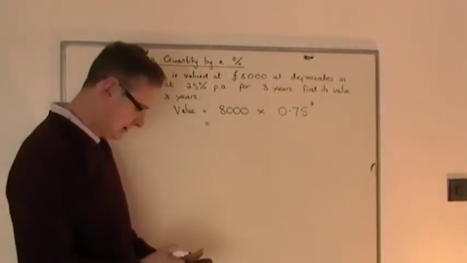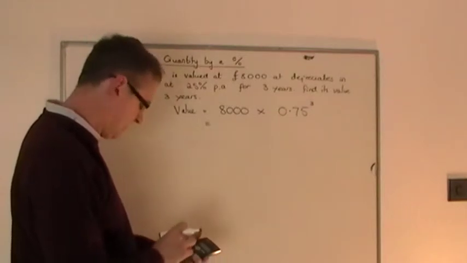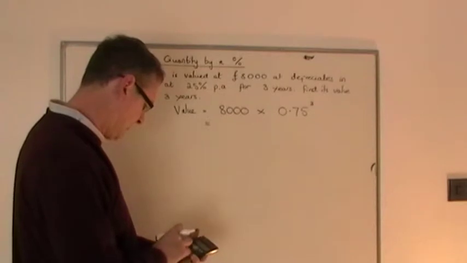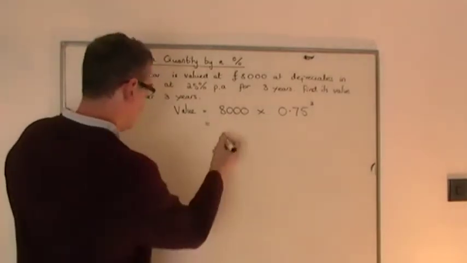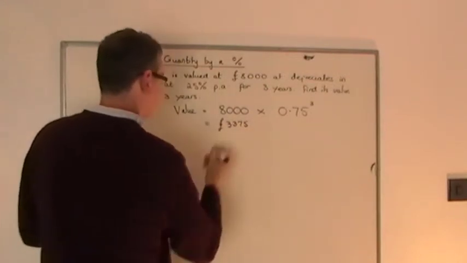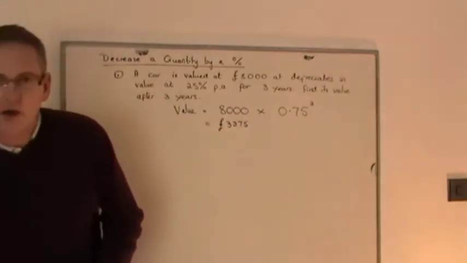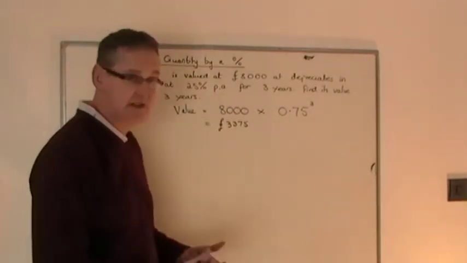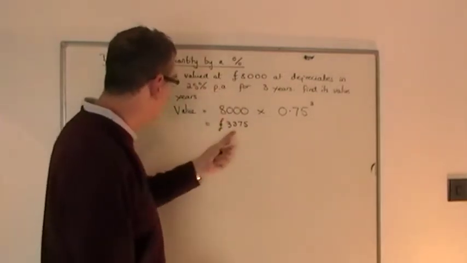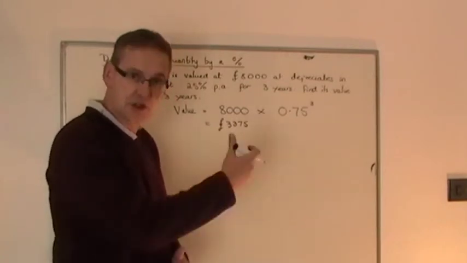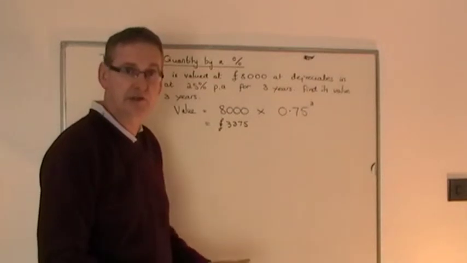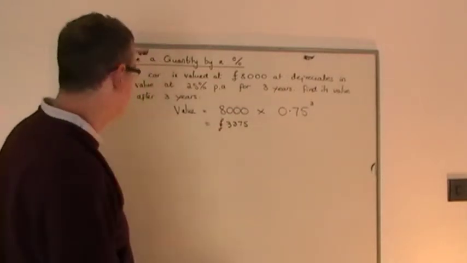So on my calculator, I'm going to say 8,000 times 0.75 power 3, and you will get that its value has gone down to £3,375. And there you go. Obviously, if you were being asked what is the actual depreciation itself, you'd say, well, it started out at 8,000, it ends up at 3,375, you take the 2 figures away, and whatever the difference is, that's how much money it's gone down by, which is the depreciation over 3 years. But I wasn't asked for that in this question.